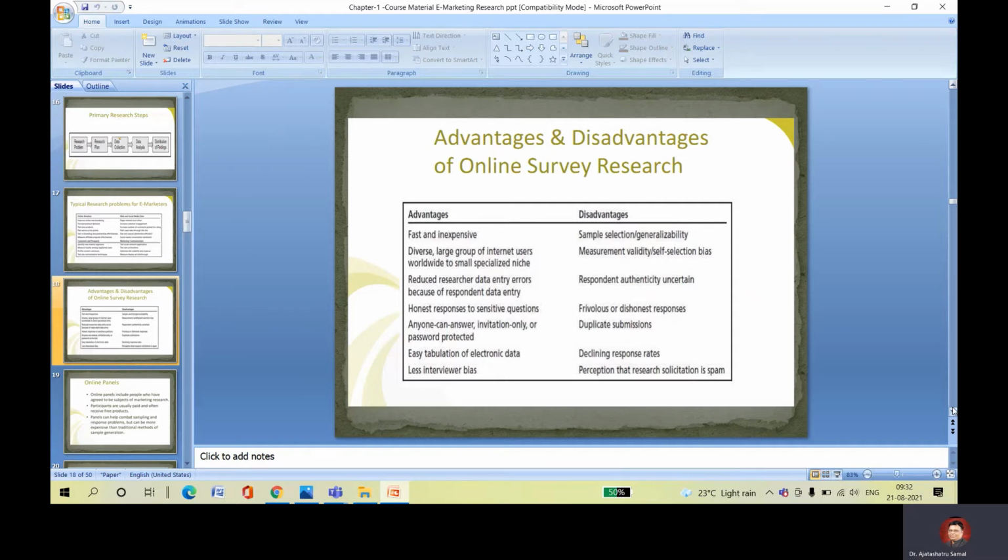Disadvantages: sample selection, measurement validity, self-selection bias will arise, respondent authenticity uncertainty. We don't know who will respond, whether it is the real thing we need to measure or not. Dishonest responses, duplicate submissions, declining response rates. Okay, perception that research solicitation is spam. Okay, these are the certain disadvantages under online survey research.